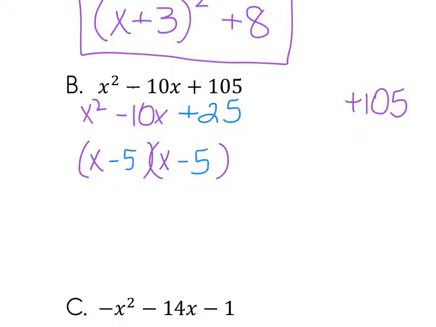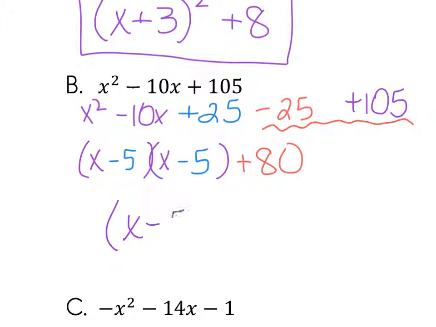So if I add a 25, I need to be careful because I can't just change the value. If I add 25, I also need to subtract it, because 25 minus 25 is 0, and 0 won't change anything, at least not when it's added. Now I'm left with the minus 25 plus 105. So I can group those together and rewrite that as plus 80. And my last and final step would be to group together the x minus 5 squared plus 80.